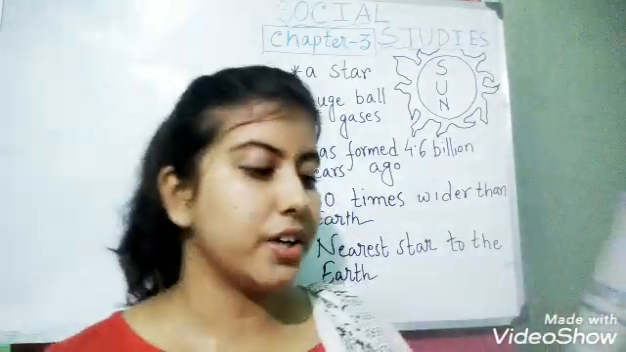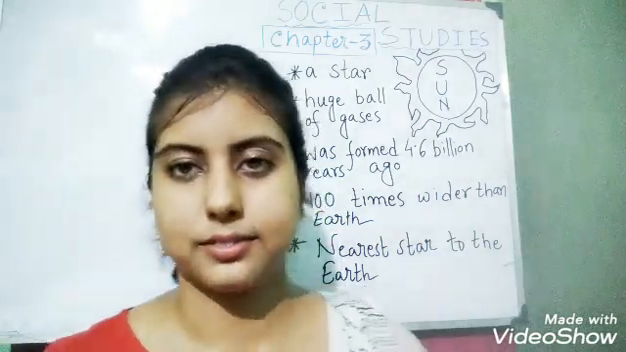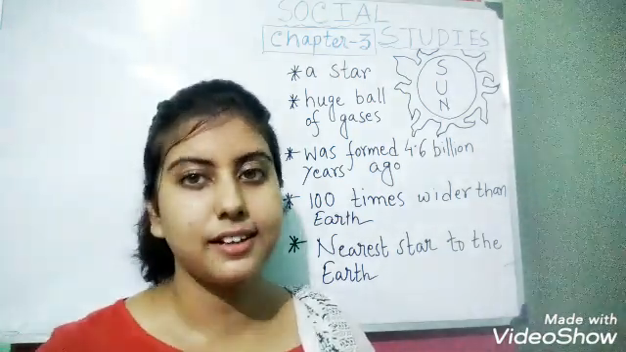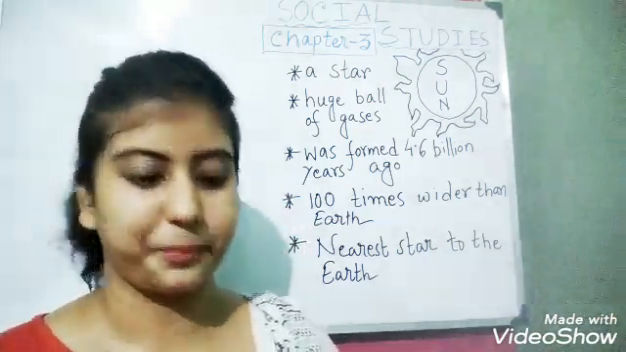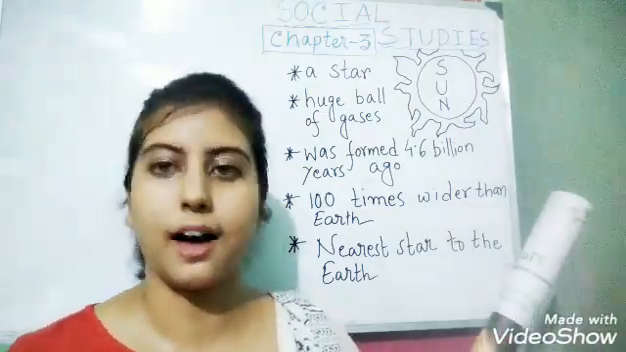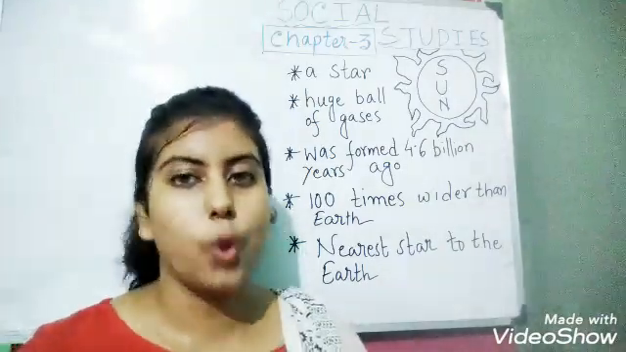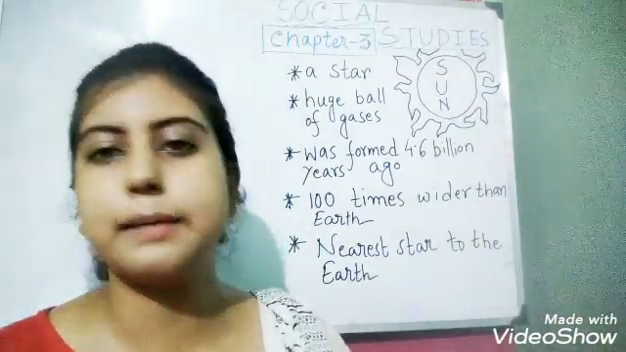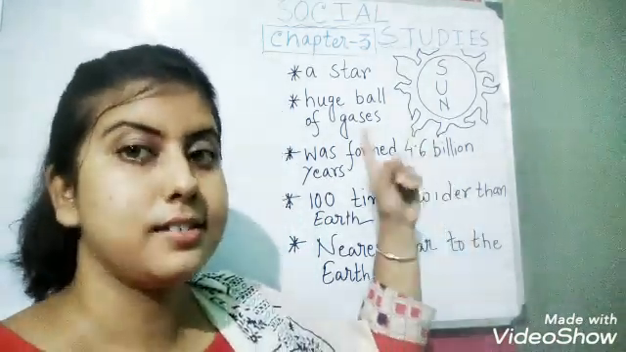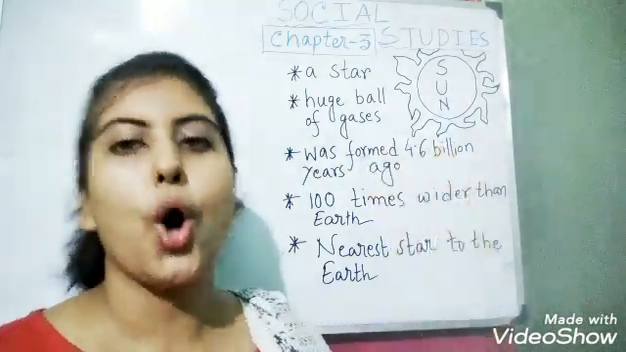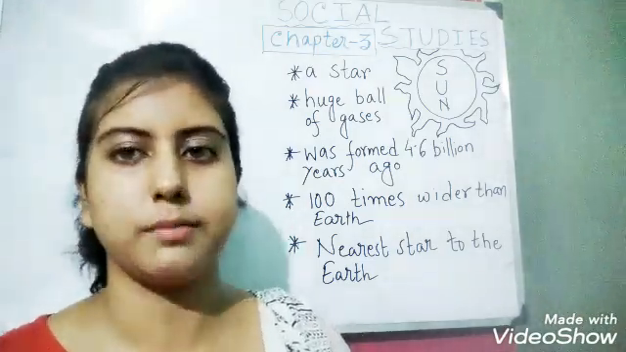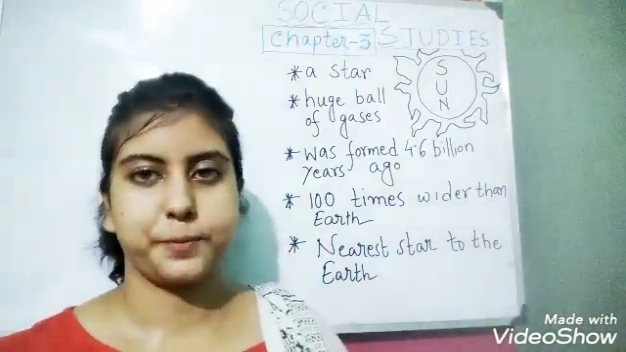It is the nearest star to the Earth. I have already told you about this. The Sun is the nearest star. All the planets move around the Sun. Now, in the solar system, all the planets revolve around the Sun. The Sun is the center of the solar system. I will talk about the solar system in my next class.